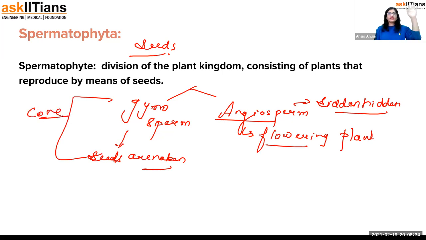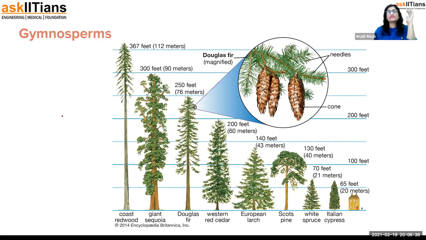In case of pteridophyte, a single cone is there, and that's not even very well developed. But in case of gymnosperm, you will see different cones for male and female. Guys, these are examples of the gymnosperm: coastal redwood, sequoia, Douglas fir, western red cedar, European larch, Scots pine, white spruce, and Italian cypress. These are all examples, and they vary in height. It can have a maximum of 112 meters and a minimum of 20 meters. You see, even more than a home. My point is they're all gymnosperms and they have cones.